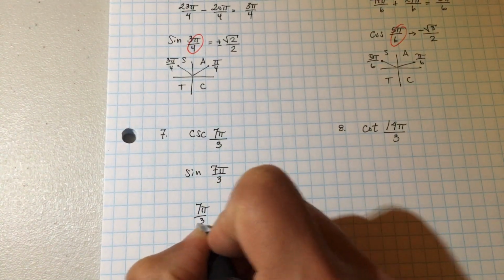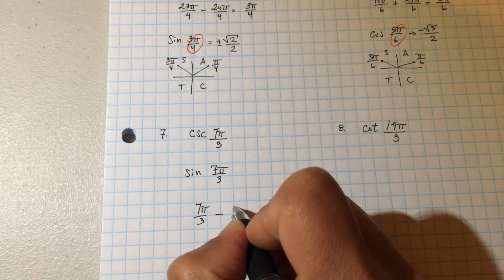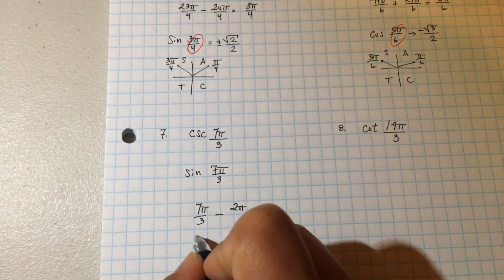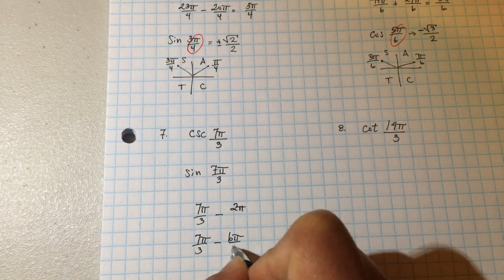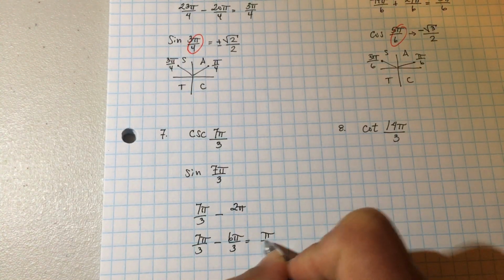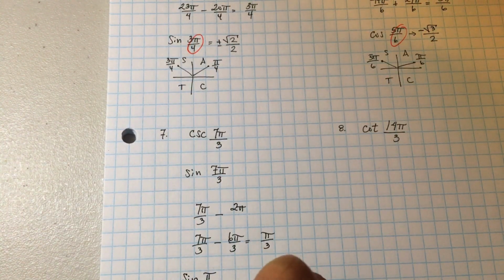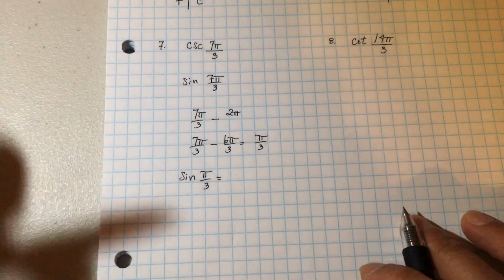7 pi over 3 minus, what was it, 2? Yeah, 2. That's as close as we can get. 3 times 2 is 6. So 7 pi over 3 minus 6 pi over 3. That's going to give me 1 pi over 3. Cool. So now I just got to figure out what is the sine of pi over 3. And pi over 3 is my reference angle.